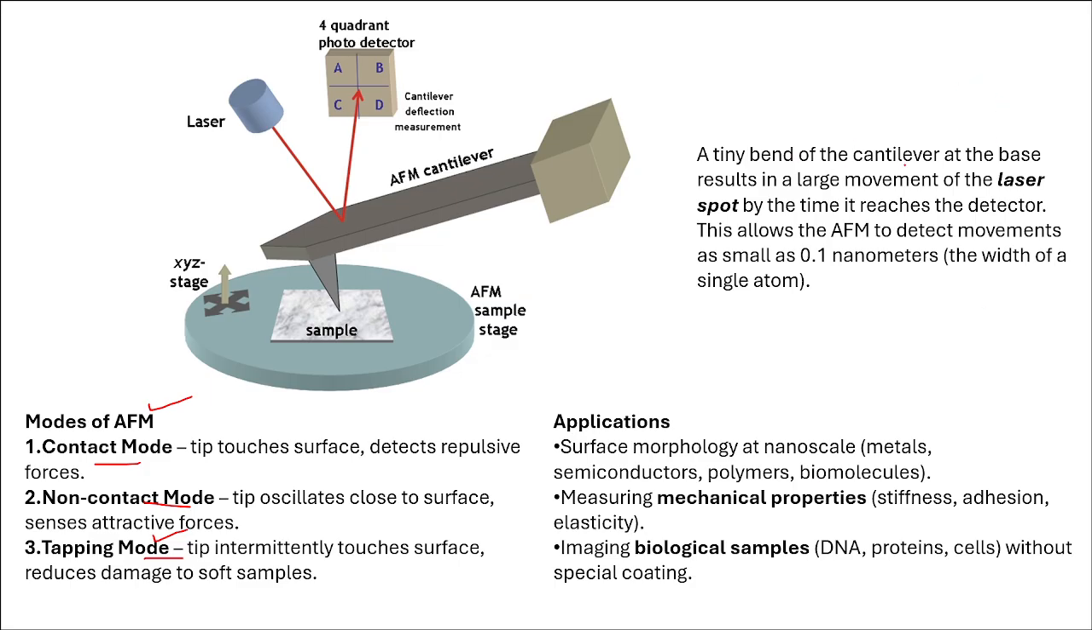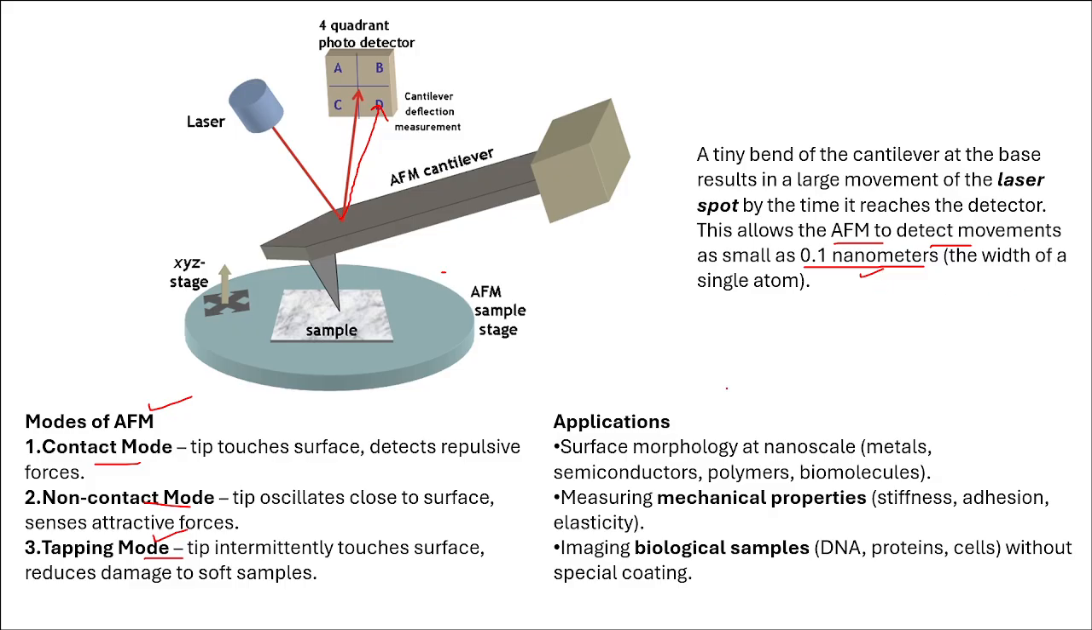So a tiny bend of the cantilever at the base results in a large movement of the laser spot. Even if the bend is in the nanometer range, very small, there is still a huge bending of the laser light. Like if it is falling here, if it bends, maybe it can come here. So the deflection, even for a very small area, is too much. So in a large movement of the laser spot by the time it reaches the detector, this allows the atomic force microscopy to detect movements as small as 0.1 nanometers.